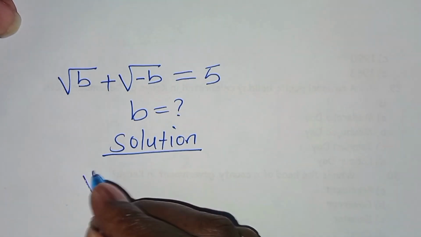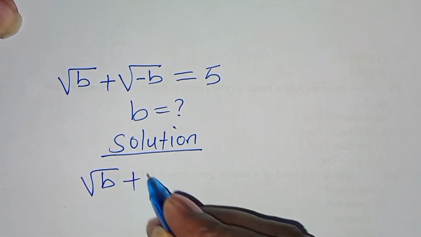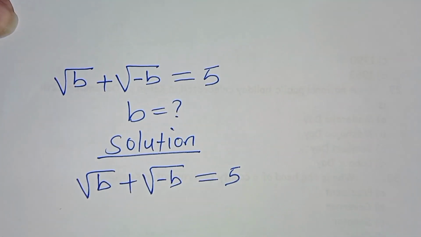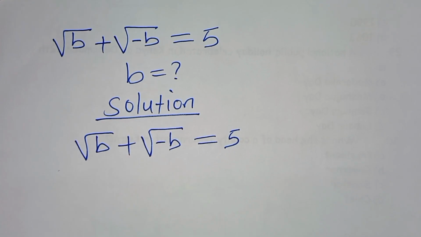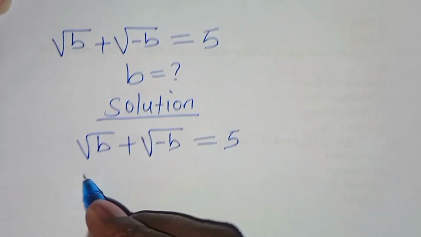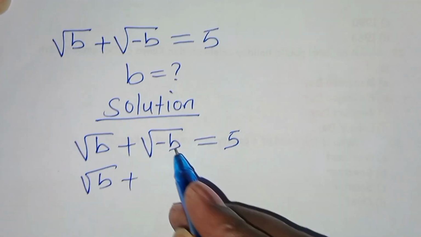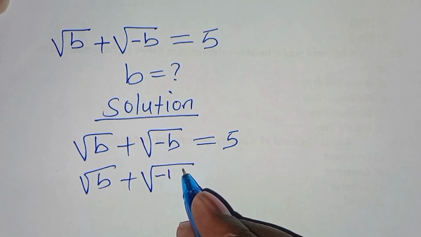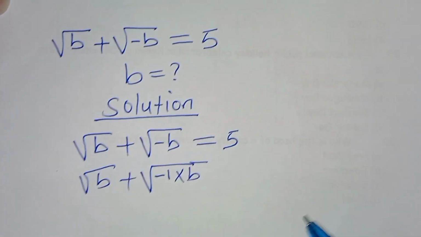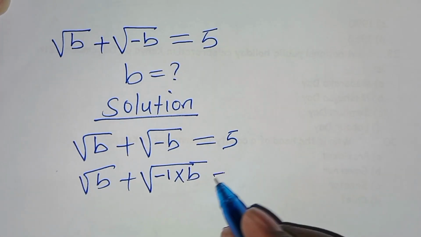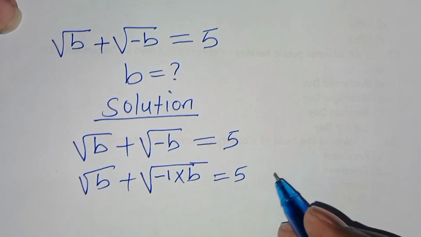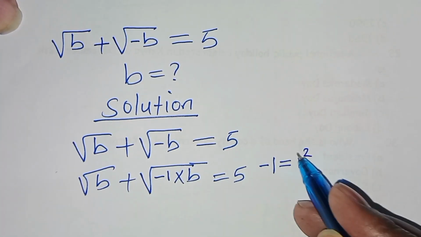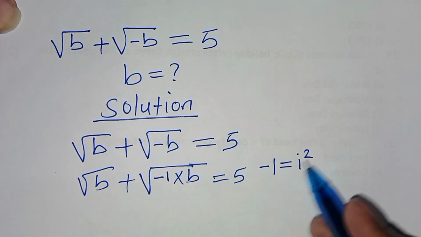We have the square root of b plus the square root of minus b, and this is equal to 5. Now, we can express this negative b as negative 1 times b. And you know that negative 1 is the same thing as i squared.